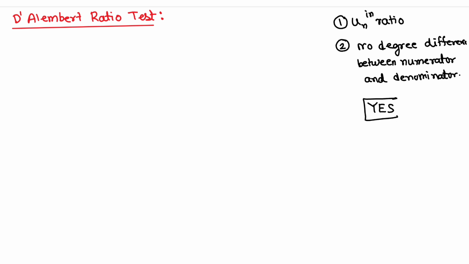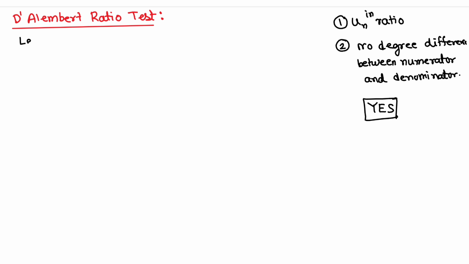If there is any degree difference, we can apply D'Alembert ratio test, but comparison test will be easier. So I will suggest you, if un is ratio form and there is a degree difference, use comparison test. And if there is no degree difference, obviously you have to apply D'Alembert ratio test, because you cannot apply comparison test. Clear? Okay, so let's start. D'Alembert's test.